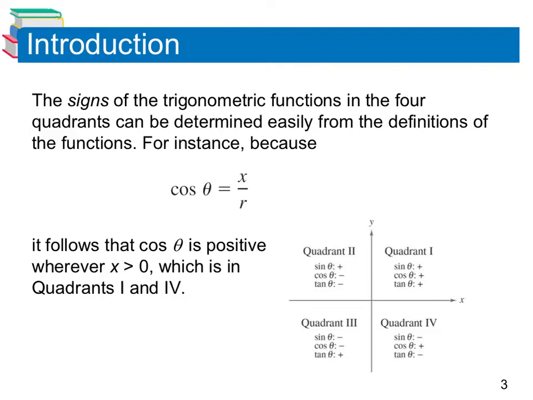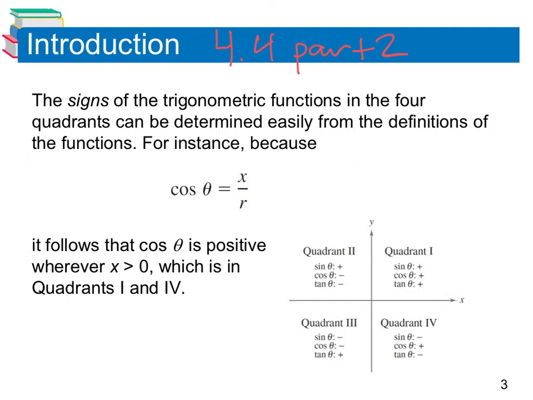Right, so this is 4.4 part 2. We're continuing to use our trig functions and theta. So in this section, we're going to focus on the sign of our trig functions. The signs of trig functions in 4 quadrants can be determined easily from the definitions of the functions.